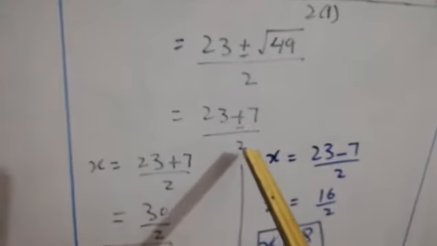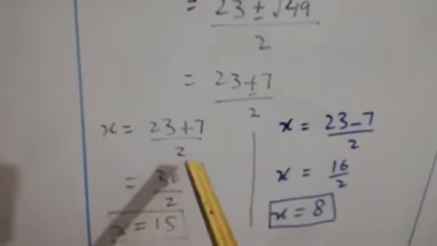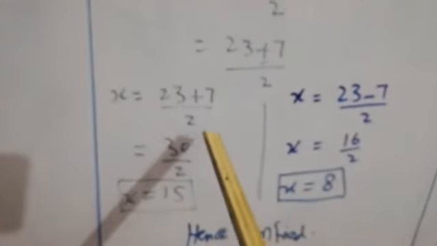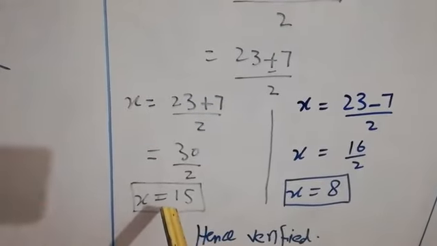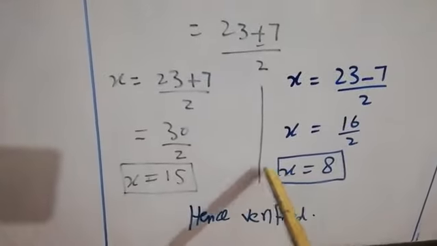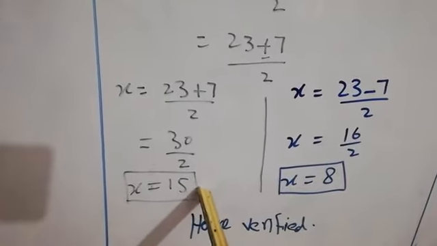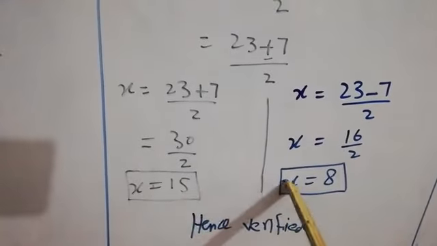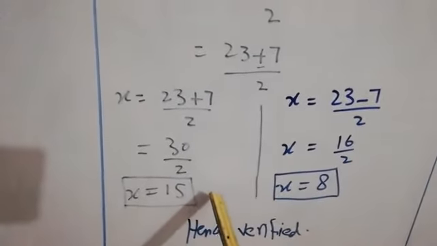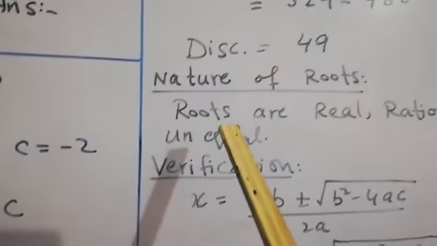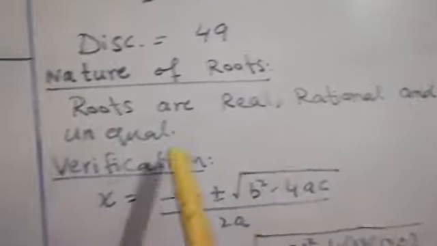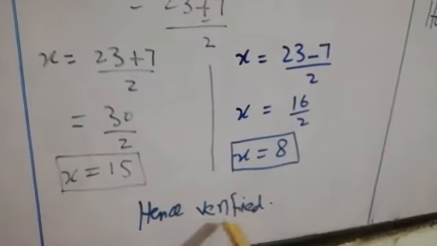23 plus minus 7 by 2. And we have two situations, 23 plus 7 by 2 and 23 minus 7 by 2. With the help of this, we will find the value of x, which is equal to 15, and x is equal to 8. My dear students, these are the roots of the equation. Now you can observe that the roots are unequal, both are real and rational, not irrational. I have written roots are real, rational and unequal. Hence we verified our result.